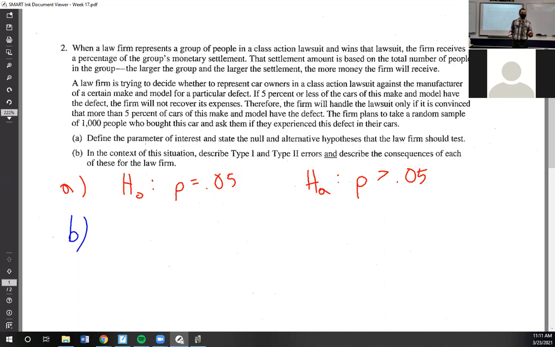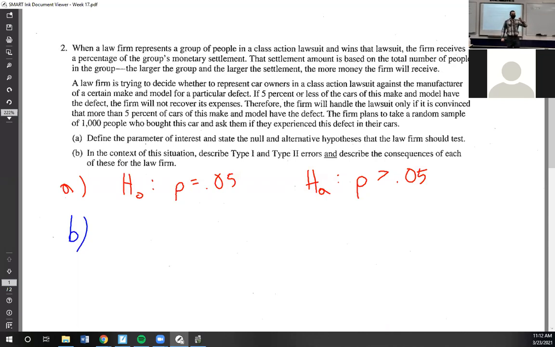What's the consequence of that? If more than 5% of the cars have the defect, what are the lawyers going to do? They're going to take a case, and they're likely going to lose the case. That's their consequence of the error. So stating the error is just, here's what rejecting incorrectly means. The consequence is, if they conclude that, what are they going to do? I'll show what these look like written out in just a second.